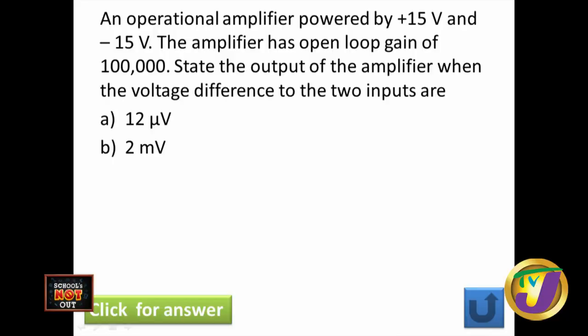So we'll just have a quick quiz. An operational amplifier is powered by positive 15 and negative 15 volts. The amplifier has an open loop gain of 100,000. State the output of the amplifier when the voltage difference in the two inputs is 12 microvolts. All right. So let's see the answer here.